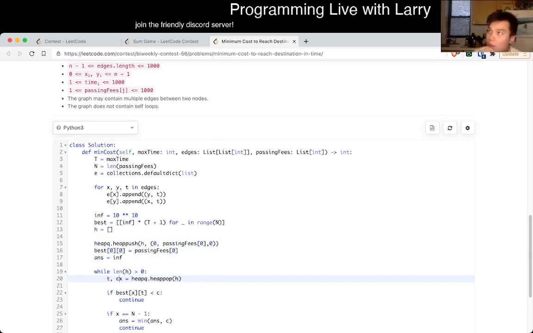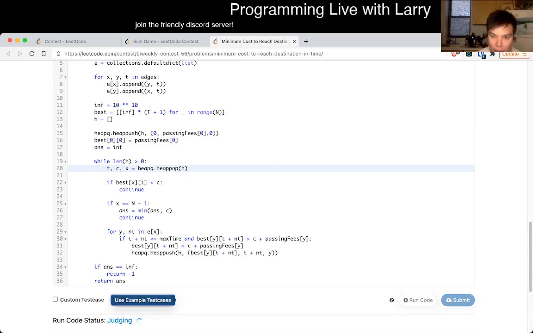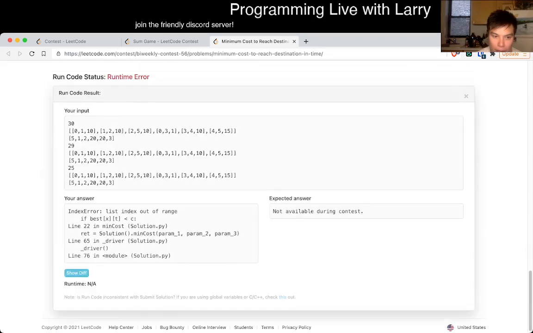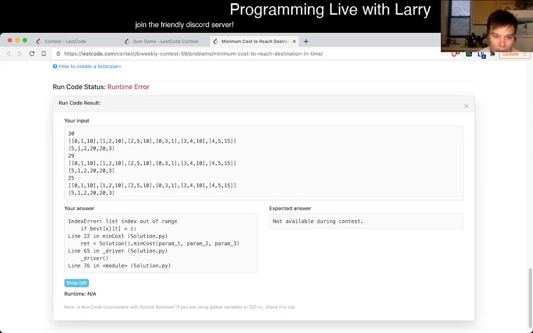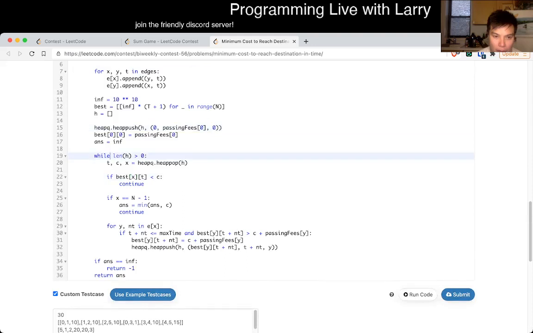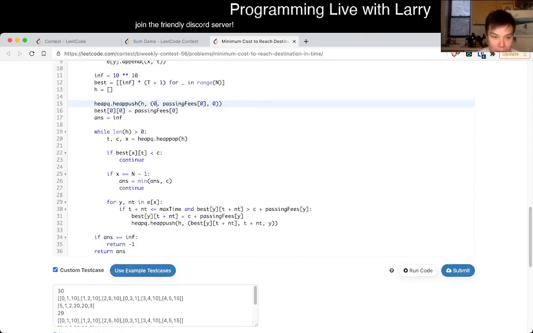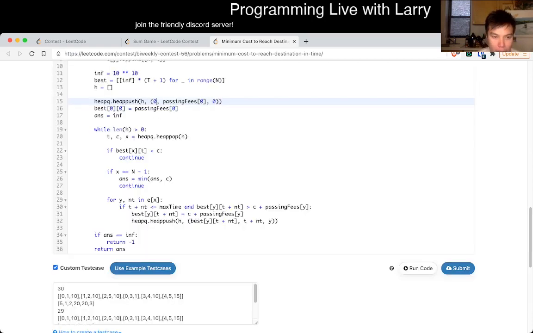But maybe now there's a different property. If we sort by time, then... okay, I am dumb. Okay, so if we sort by time, then the cost will have to be lower, right? TLE. What am I getting? Why am I getting this? Shouldn't matter, right?